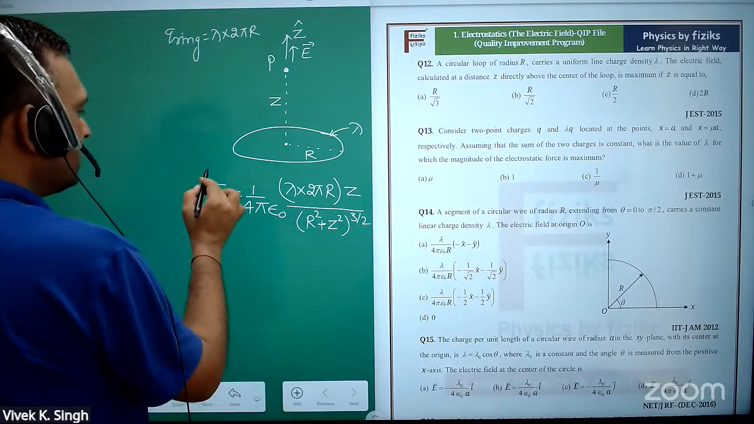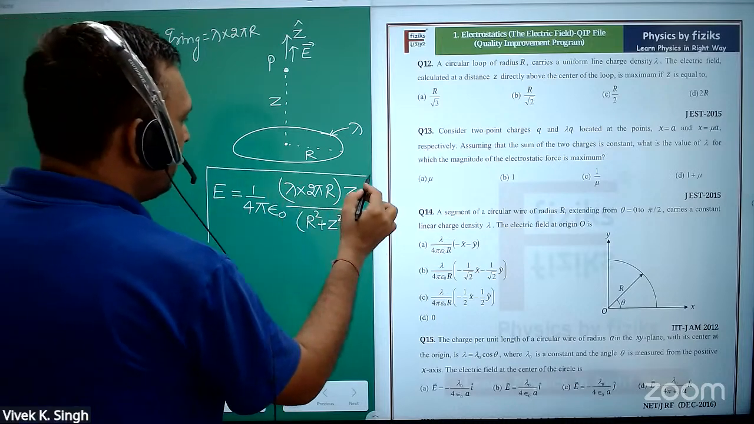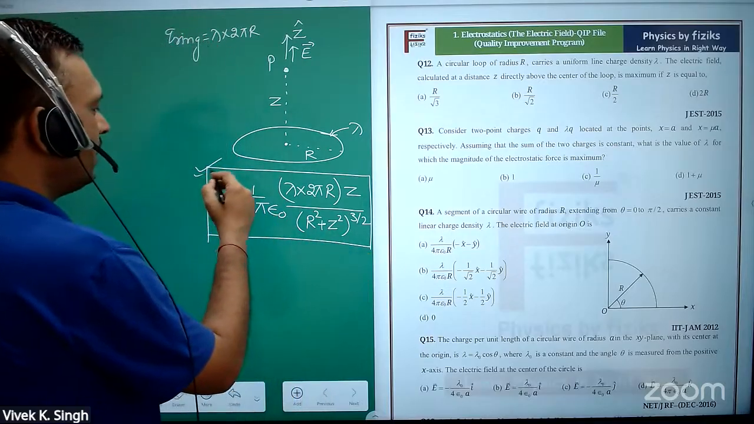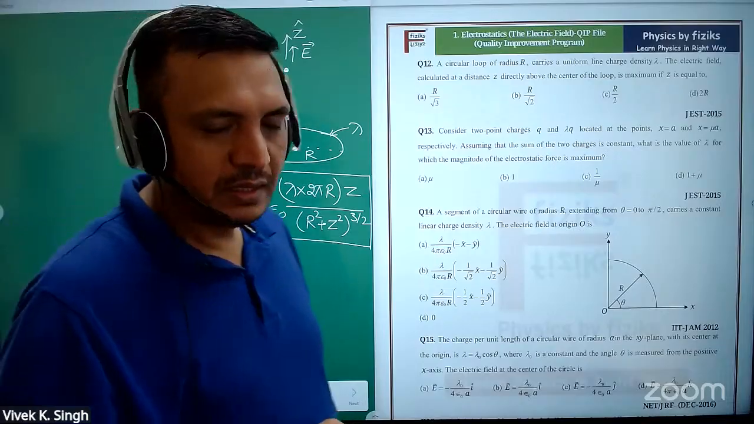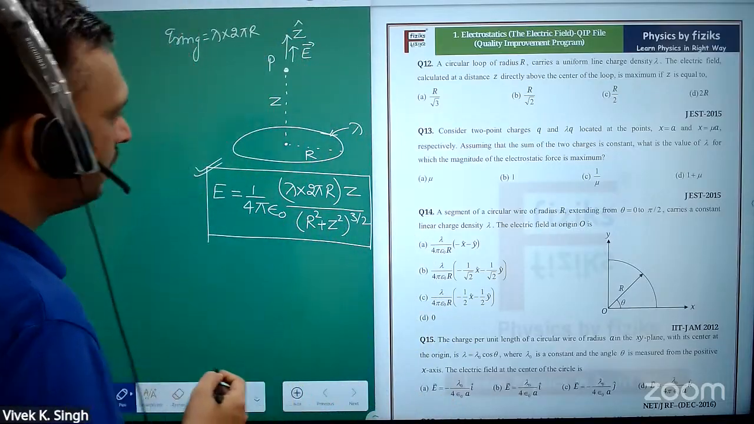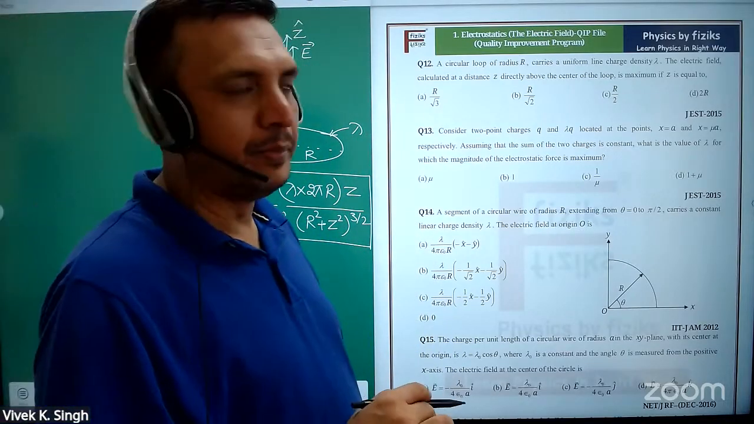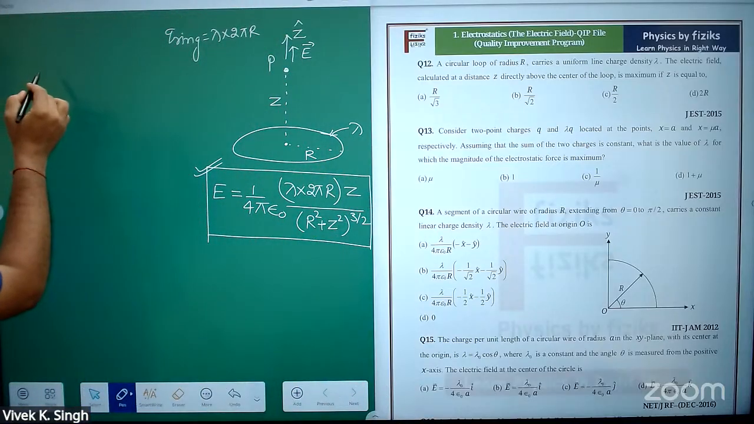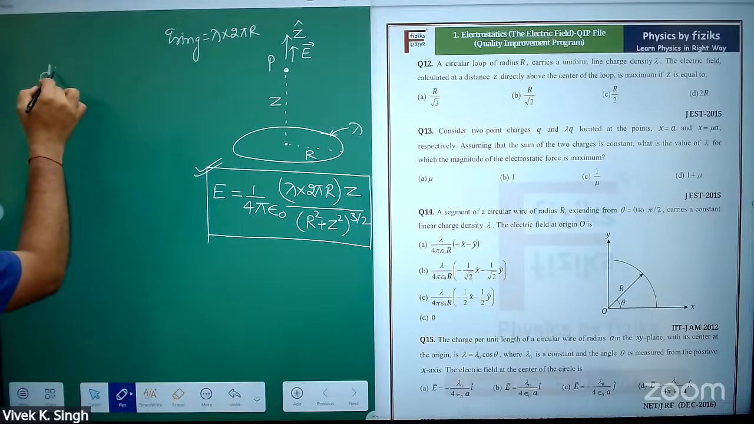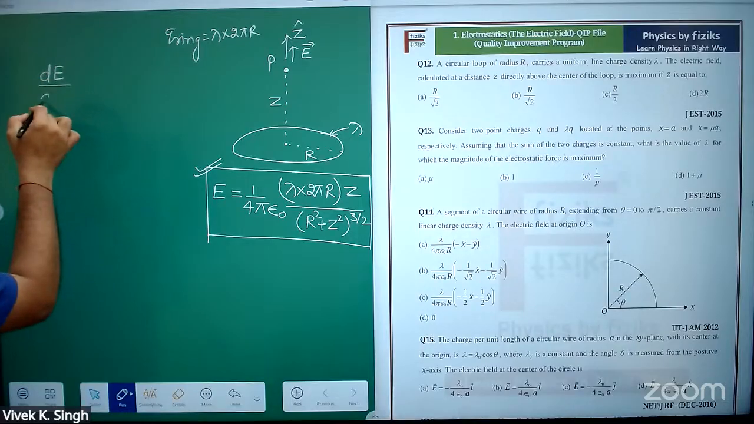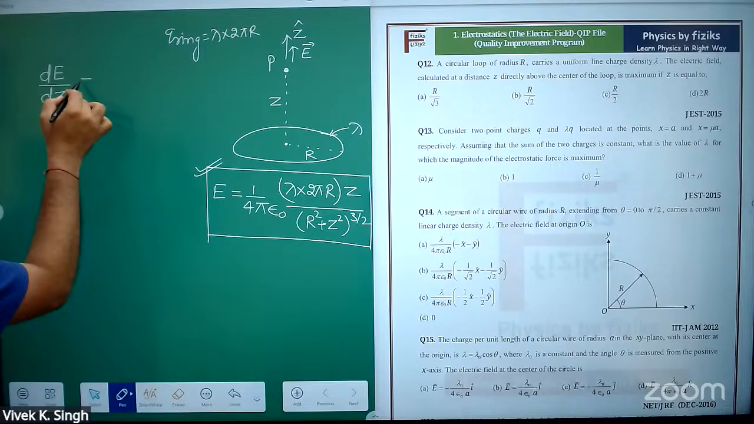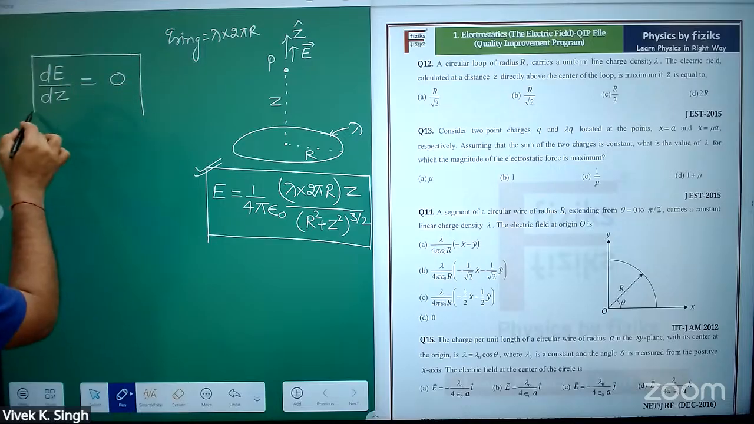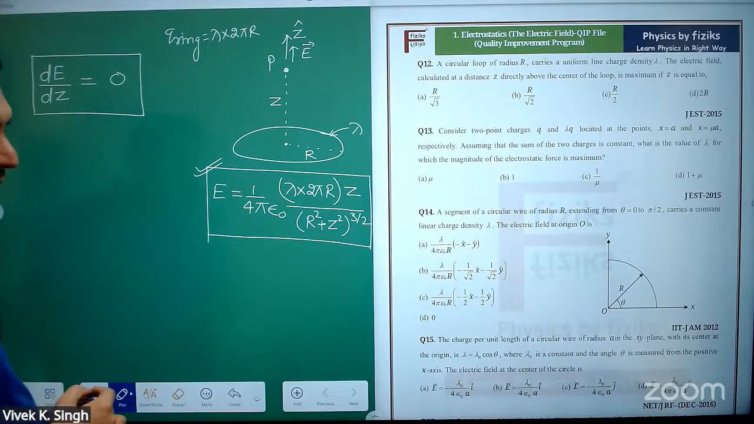So the first thing is, you should remember the electric field due to a ring. This is the standard result. You must remember it; you don't have to derive it. Now you have to see at what value of z the electric field is maximum. So let's take this condition: dE by dz should be 0. We will apply this condition.